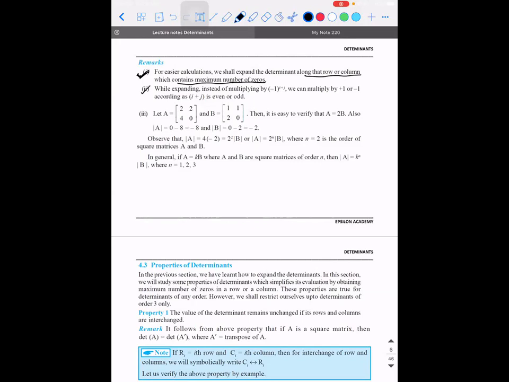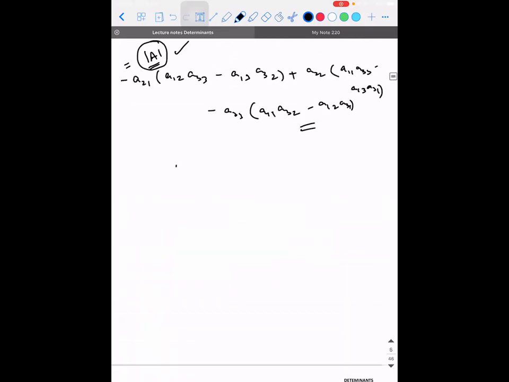Similarly, while expanding, instead of multiplying by minus 1 power i plus j, we can multiply with plus 1 or minus 1 according to i plus j being even or odd. In the sense, that is what we did actually. When a matrix is taken, this is the first element. So i is how much, j is how much? Both are 1, right? So minus 1 power i plus j will be the multiplication factor. Here, minus 1 power 1 plus 1 is going to be 1. That is why we start with a positive sign.